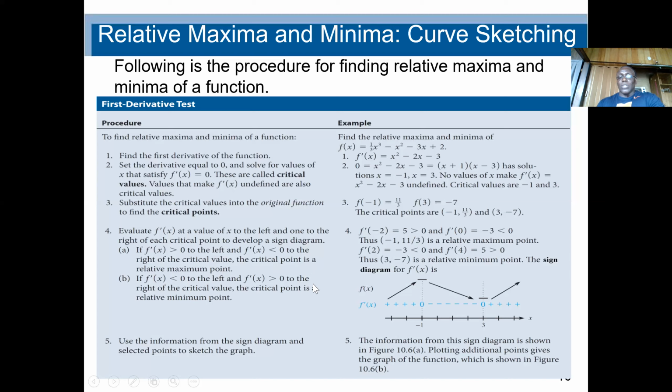Remember, a maximum point means what? From increasing to decreasing. So if from my left, the derivative of f at x is greater than 0, it means it's increasing. To the right, it's less than 0, means it's going down. And then the opposite way will be the relative minimum. If the derivative of f at x is less than 0 to the left and greater than 0 to the right, then we have a relative minimum.